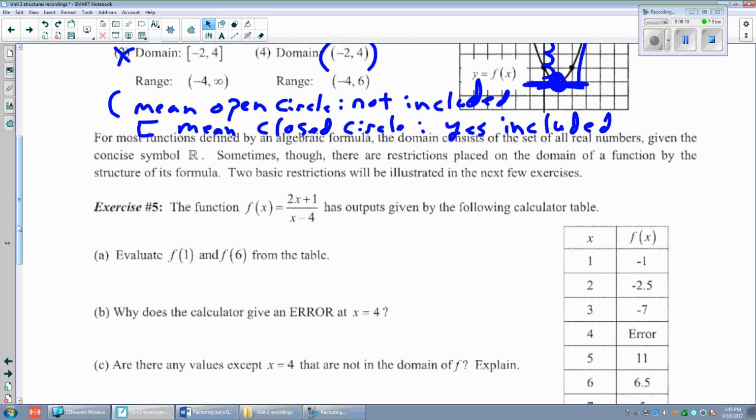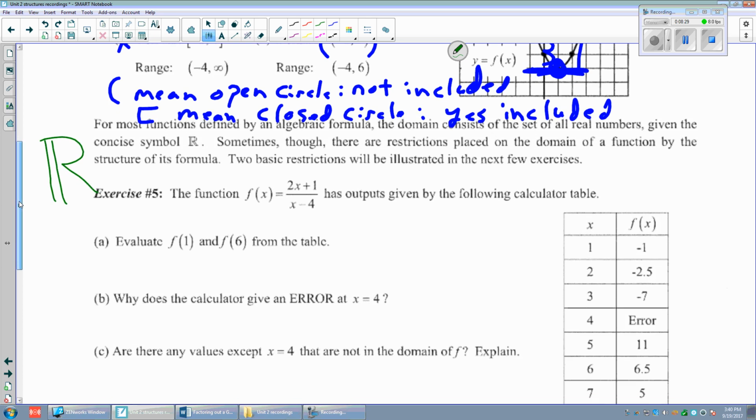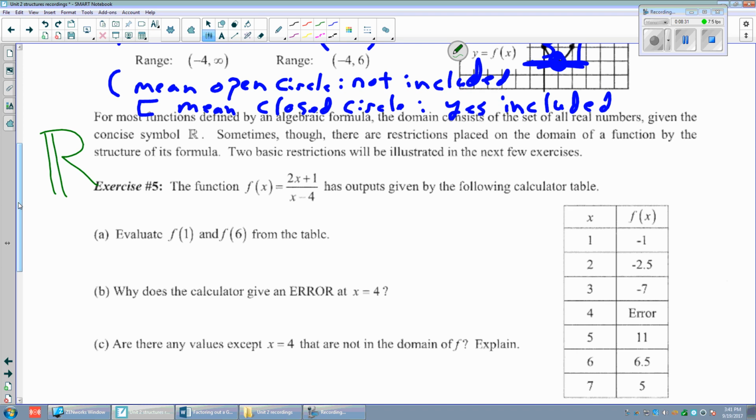For most functions defined by an algebraic formula, the domain consists of the set of all real numbers. You can put anything in except when we have a fraction. Given the concise symbol R, meaning real numbers. Now, let's see what that really looks like, because maybe you can't see it. Sometimes, though, there are restrictions placed on the domain of the function by the structure of its formula. Two basic restrictions are illustrated in the next few exercises.